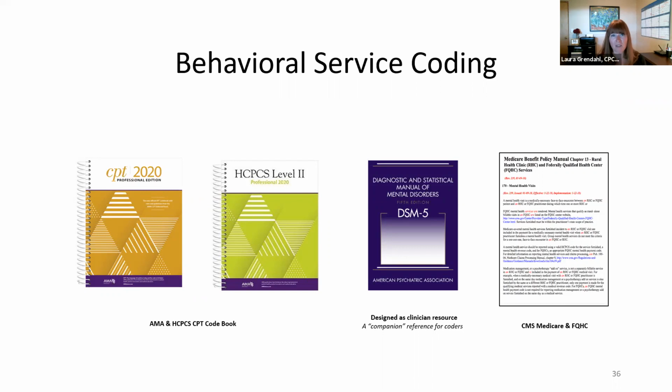Okay, so for behavioral health coding, we want to make sure, again, everybody's on the same page. Here are some great resources. Obviously, CPT and HCPCS is where we get all of our coding from. Also the DSM-5 for our diagnosis coding. And then the Medicare Benefit Policy Manual. Chapter 13 is going to be specific to our FQHCs.